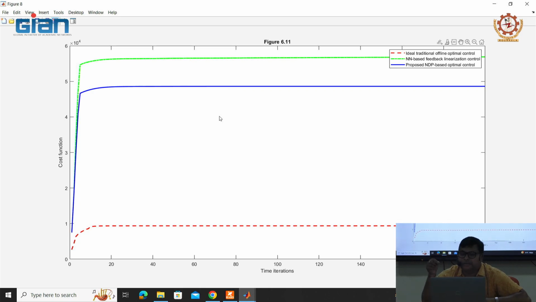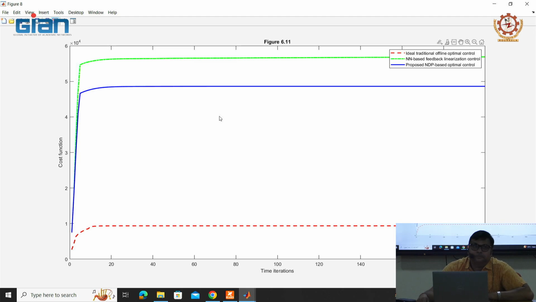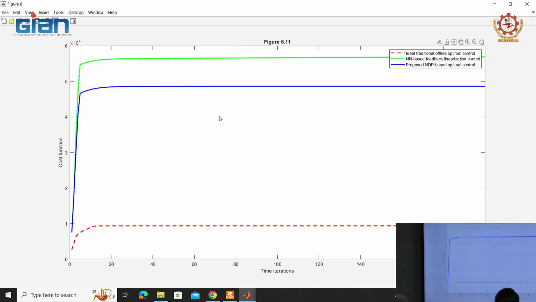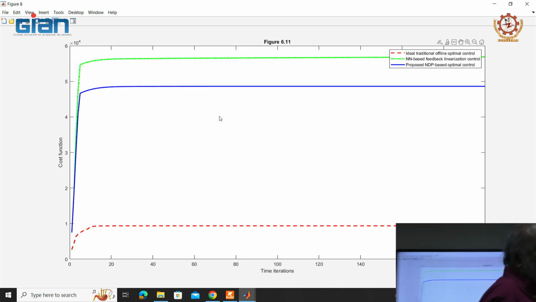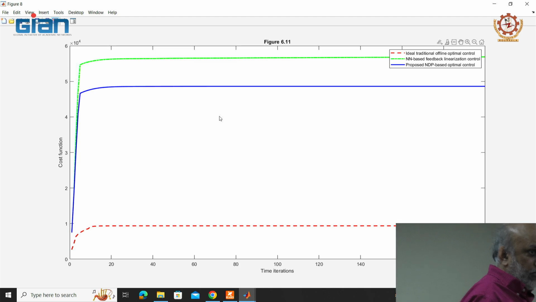Sir, if you could tell once again, why in this case the proposed one we have in the middle has a lower cost, but in the case of NN-based feedback linearization, why is the cost higher? Okay, let me ask you this question. I did mention that, but let me ask you why in the case of feedback linearization the cost is higher. You understand what feedback linearization is, right?